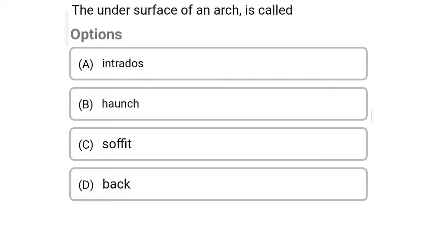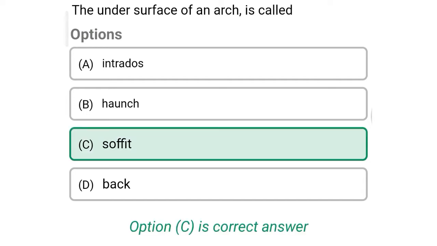So next question, the under surface of an arc is called option A intrados, option B haunch, option C soffit, option D back. So the correct answer is option C soffit.